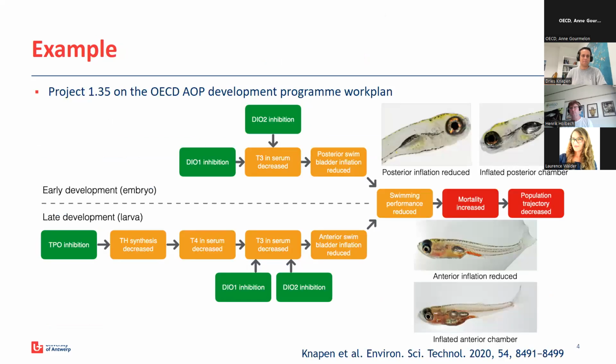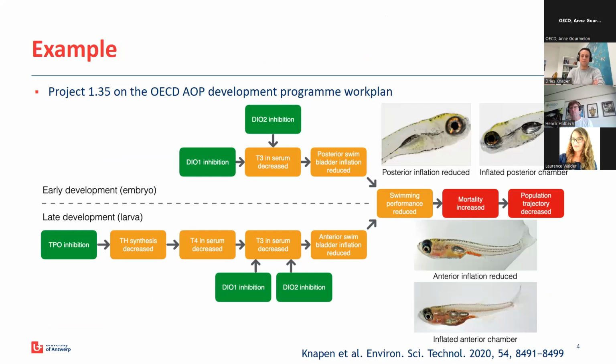So next slide, please. This is a brief example of a part of this larger AOP network for thyroid hormone system disruption dealing with fish. I'm just showing this as an example. This deals with two different molecular initiating events leading to effects on inflation of the swim bladder of the fish. And this is a small sub-network of the overall AOP network, and it already illustrates some of those concepts.